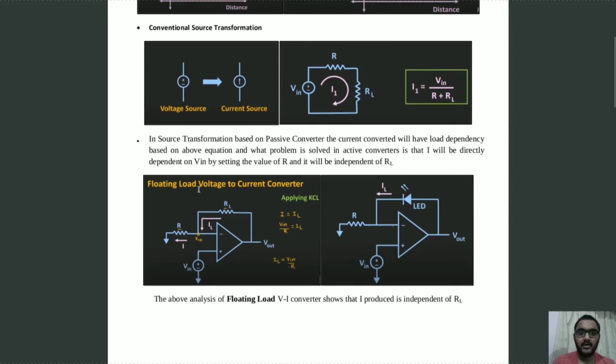The first circuit is the floating load voltage to current converter. In this, we connect the load resistance as feedback to this non-inverting op-amp, and by applying KCL equations and solving them, we get load current equals V in upon R. This shows that the output load current is directly proportional to the input voltage. Here R is the resistance connected at the input terminal of the op-amp, and we can see that the output load current is independent of load resistance. This was the floating load voltage to current converter.